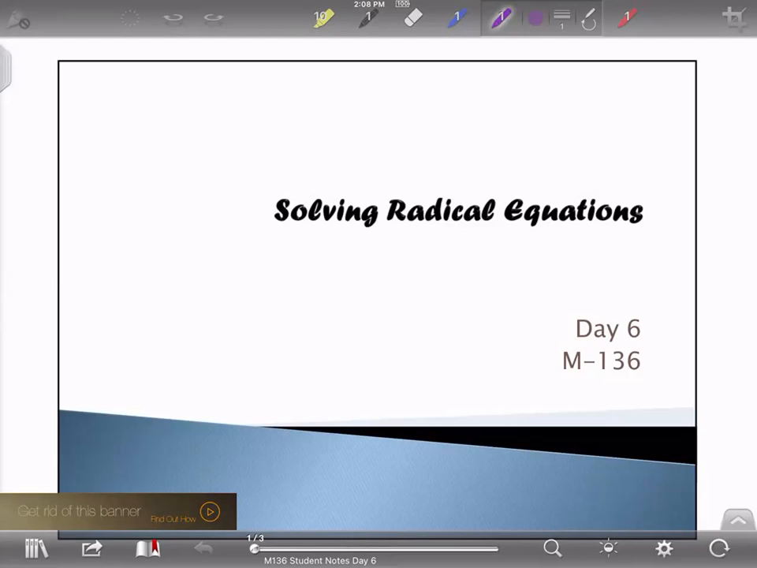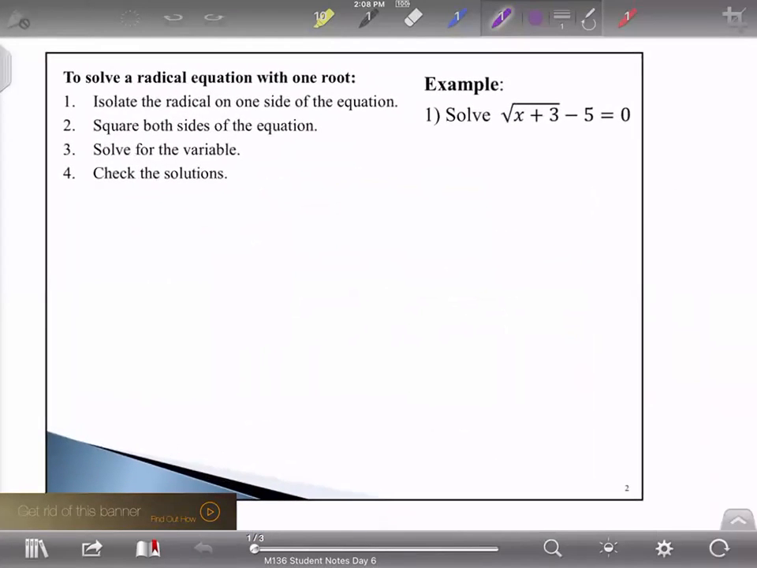All right, so for today's lesson, day 6, we are going to work on solving radical equations. We have 4 steps in order to solve a radical equation that has 1 square root. The first step is to isolate the radical on one side of the equation. It doesn't matter which side, as long as it's isolated by itself. Once you have that completed, you're going to square both sides of the equation to cancel out that square root. Step 3, we're going to solve for the variable. And then last step, we need to check our solutions.